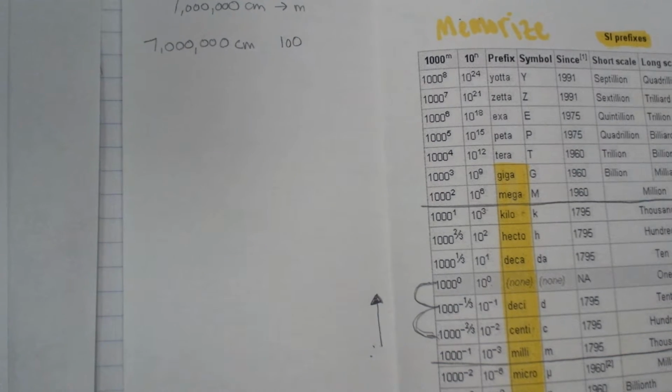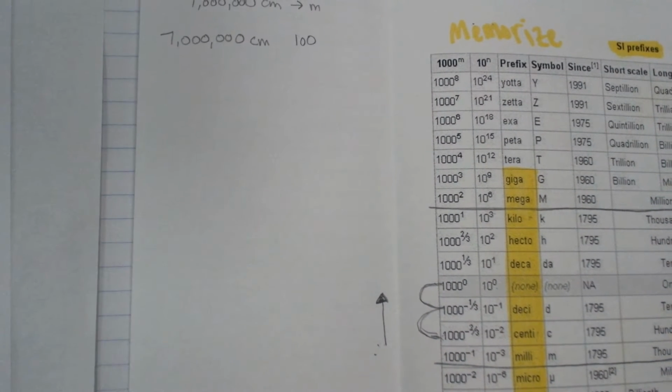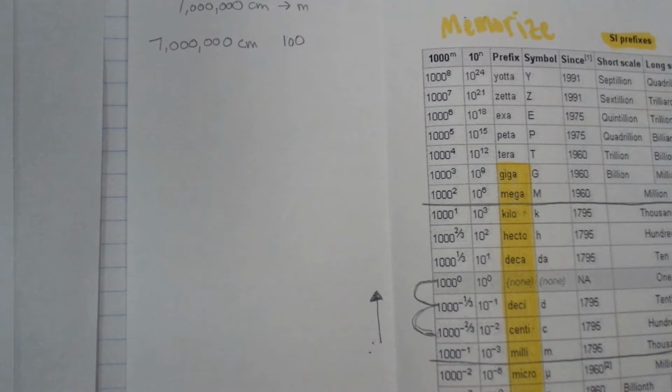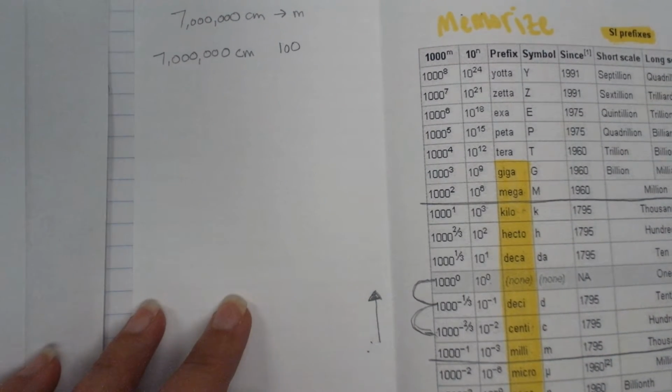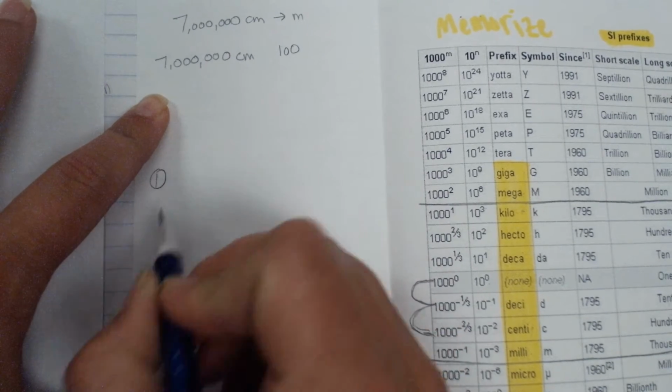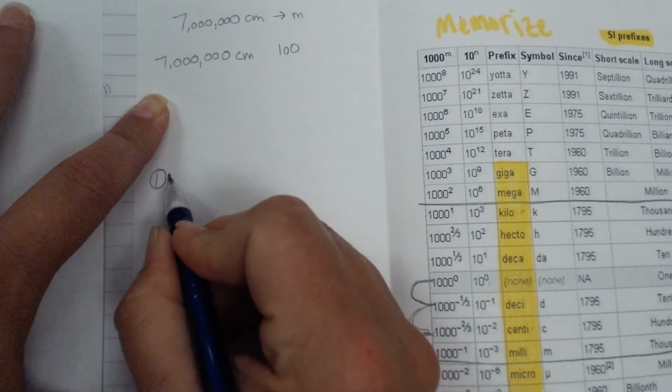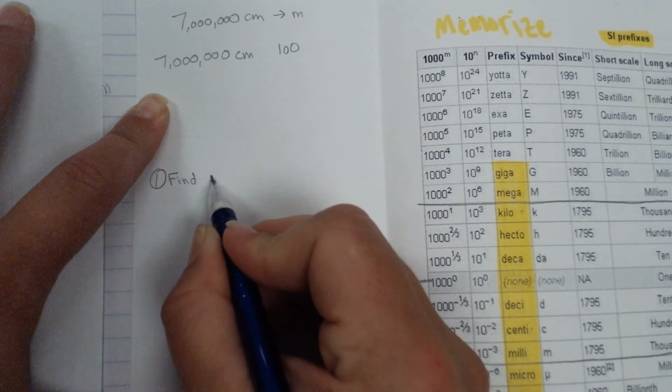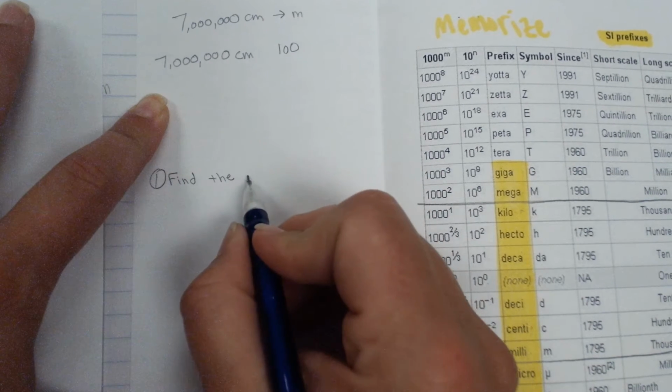Okay, so here are some of those steps that we need to do whenever we're making conversions in the metric system. The first step, and this is what you guys need that we didn't get to on Friday, is find the prefix you have.